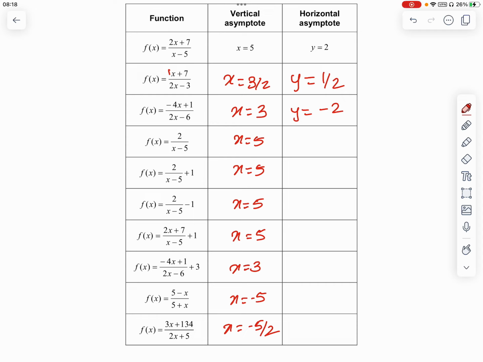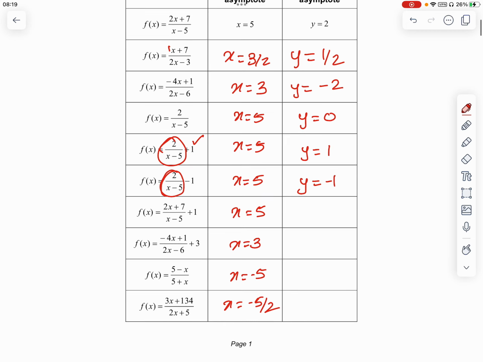Now if the degree of the denominator is bigger, meaning it's a bottom heavy equation, then y equals 0. Now for this part it is y equals 0, but I have plus 1, so 0 plus 1, 1. y equals 0 minus 1, so y equals minus 1.